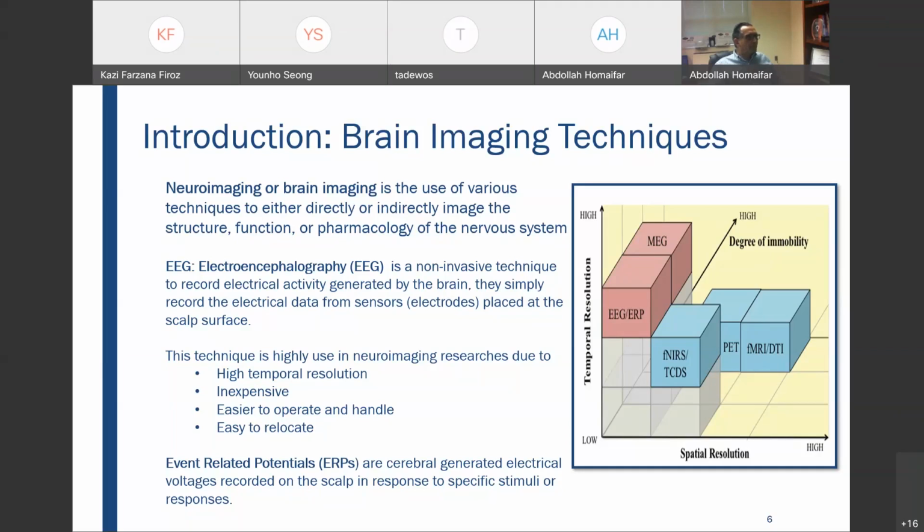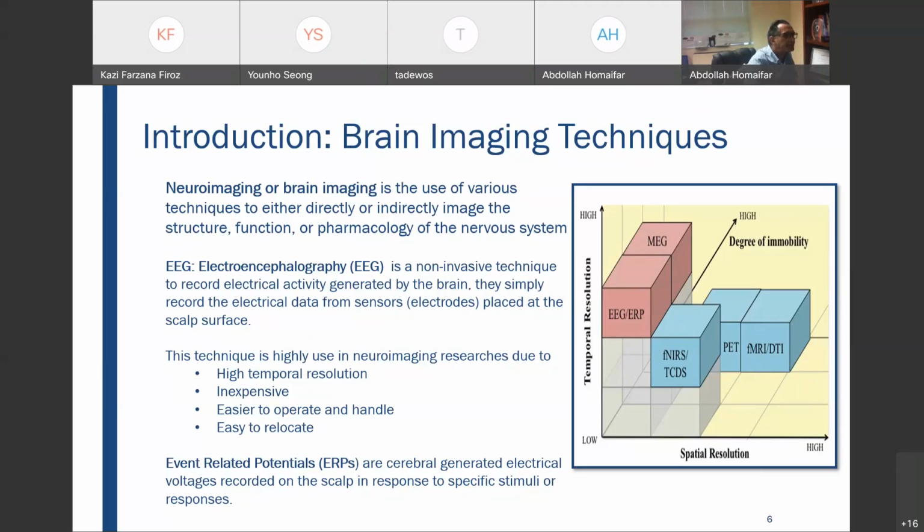Brain imaging techniques are various techniques that directly or indirectly image the structure, function, or pharmacology of the nervous system. At the right side of the picture, we can see several brain imaging techniques mentioned, like EEG, MEG, fNIRS, PET, fMRI. And if we look at the axes, some of the techniques have better spatial resolution than others. Some have better temporal resolution. Some are great with spatial and temporal resolution, but are difficult to use. So I will briefly discuss their pros and cons here.